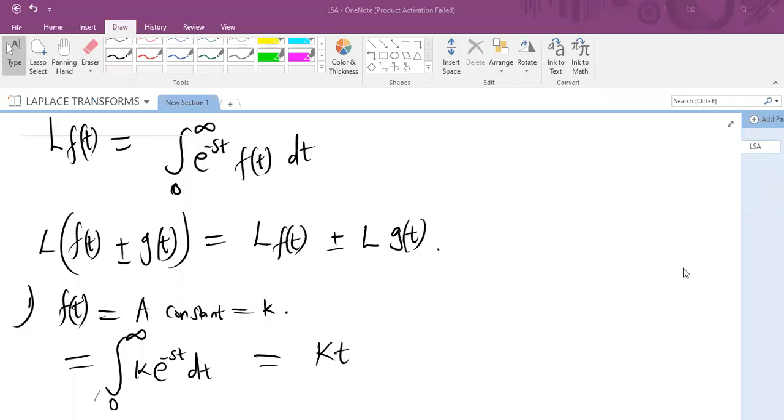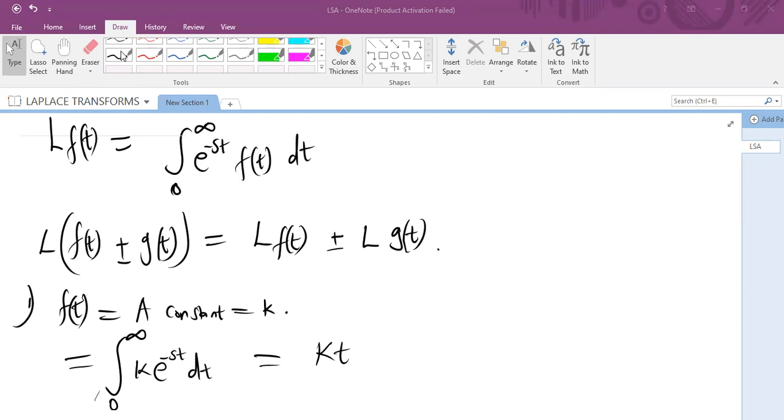Hello guys, so I would like us to look at Laplace transform. Now, the Laplace transform of a particular function is basically given by the integral from 0 to infinity of exponential negative st multiplied by that function dt.